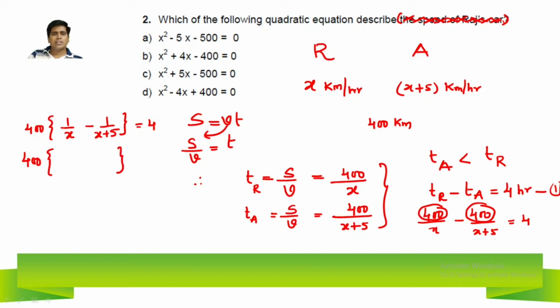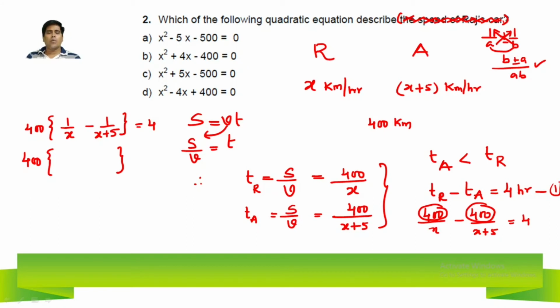1 by x minus 1 by x plus 5. How will we simplify this one? Suppose I have 1 by a plus 1 by b, I can easily simplify this. Whether it is plus or minus in between, I can cross multiply like this. This b will go here and this a will go here. So b plus or minus a by the product a into b.